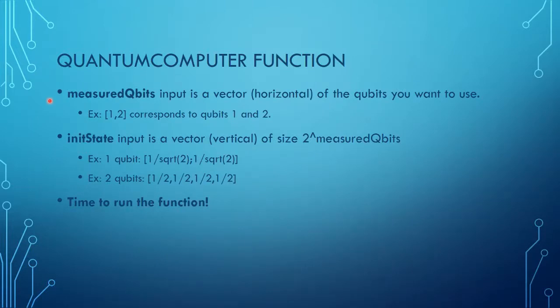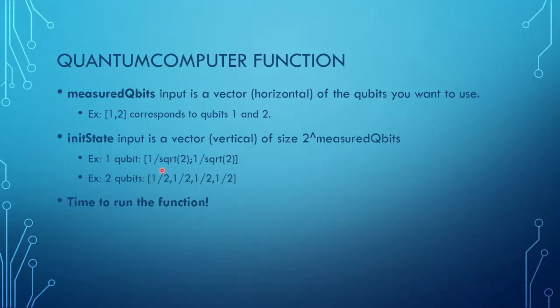In this input, you put the qubits that you wish to put through the quantum circuit. And finally, the last input is the initial state vector. This must be entered as a one-column matrix with 2 to the n rows, where n is the number of measured qubits. Unfortunately, the simulator is not able to check if these initial states are able to be normalized, so the user should watch out for that before inputting it as the initial state.